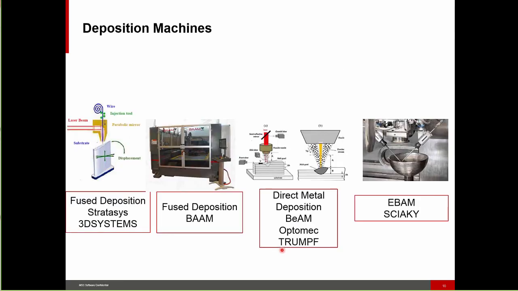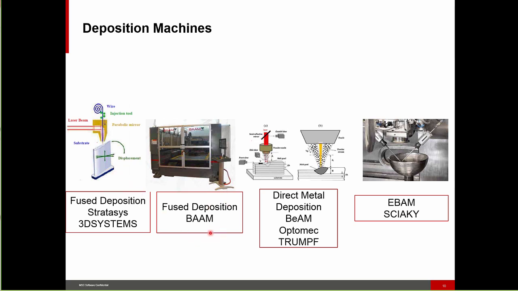So these deposition machines have really been around for a longer period of time. In fact, the fused deposition type machine is known as much for plastics as it is for metals, where we have a coil or a wire of material. It could be plastic, it could be a metal, and we basically heat it and deposit the material on.